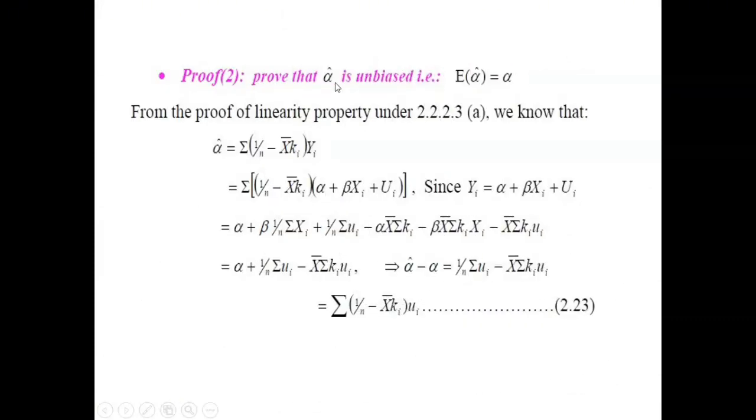Again, proof that alpha hat is unbiased. This means that the expected value of alpha hat is equal to alpha. The proof is almost the same as the previous one.